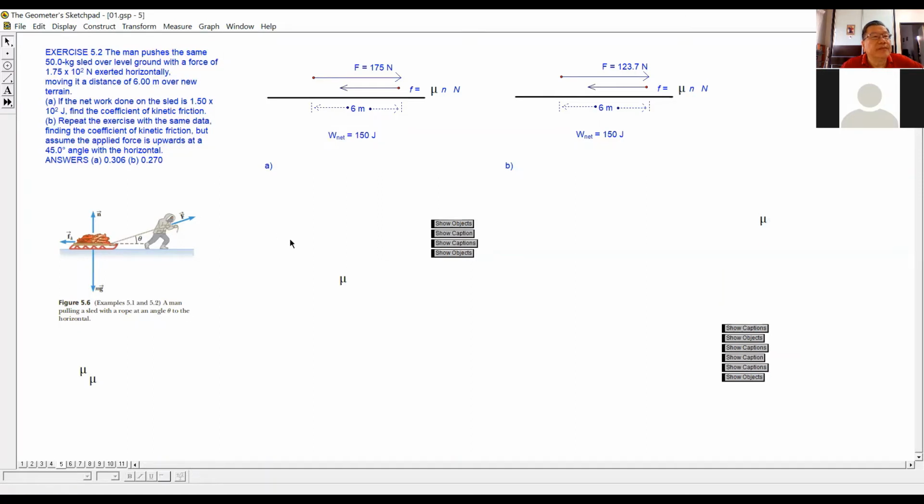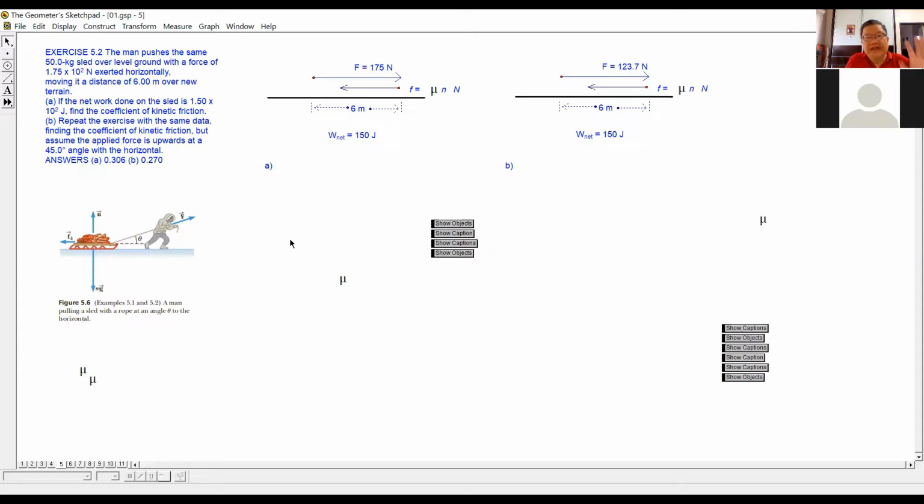The man pushes the same 50 kg sled over level ground with a force of 1.75 times 10 to the power of 2 Newton exerted horizontally, moving it a distance of 6 meters over new terrain. If the net work done on the sled is 1.5 times 10 to the power of 2 joule, find the coefficient of kinetic friction. Repeat the exercise with the same data, finding the coefficient of kinetic friction, but assume the applied force is upwards at 45-degree angle with a horizontal.